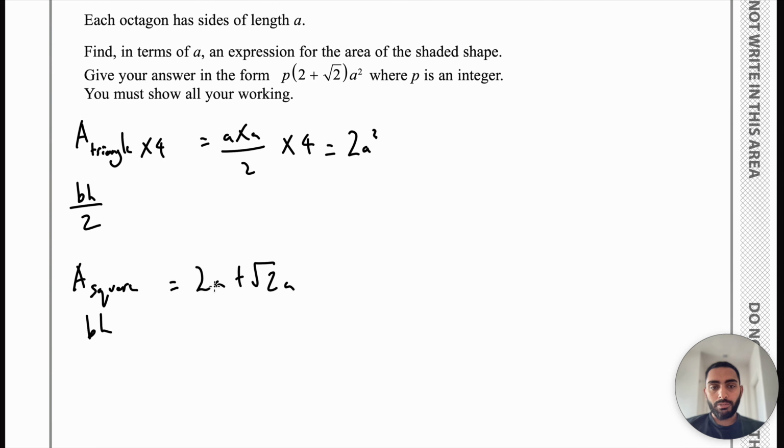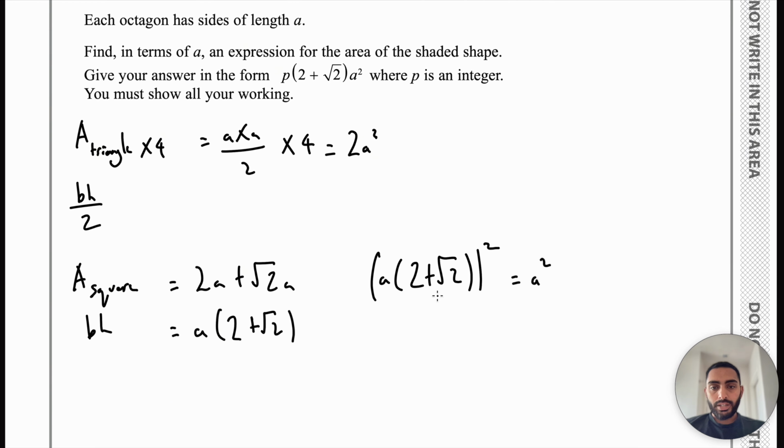I can see I've got a common factor of A. I'm going to pull A out just to make it easier to expand later. A multiplied by 2 would give me 2A, and A multiplied by root 2 would give me root 2A. Now that I've got my side length, I need to square this, so I get my area. So A brackets 2 plus root 2, and all of this is being squared. So I'm going to put another bracket around that, and I'm going to square it. This is saying that A is being squared, and all of this, the 2 plus root 2, is also being squared. 2 plus root 2 squared.